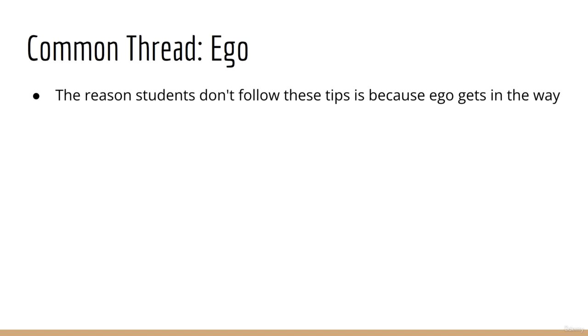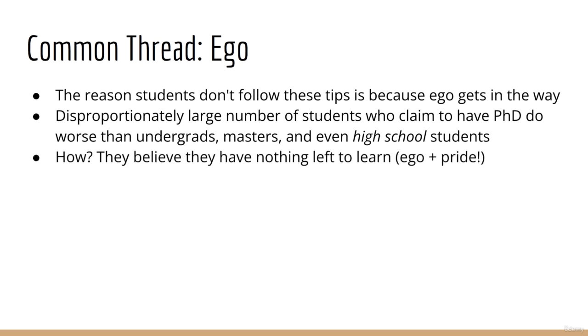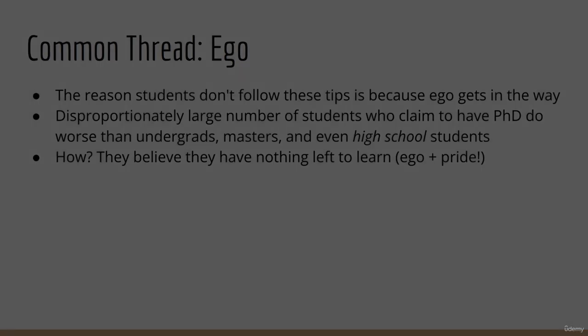Here's a fun fact. I've noticed a disproportionately large number of students claiming to have PhDs, but who do very poorly. Yet I see undergrads, masters, and even high school students who do better. How can this be? Well, you see, the problem with PhDs is that they think they are so smart that they have nothing left to learn. This is an example of ego and pride holding them back from learning new things.